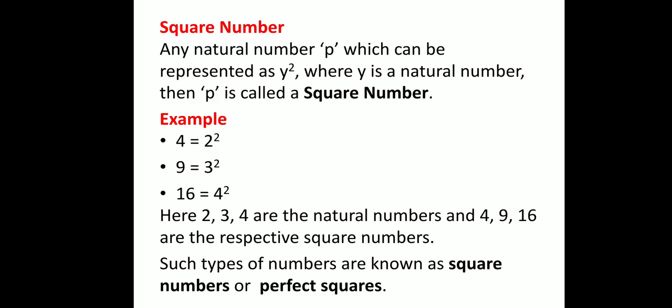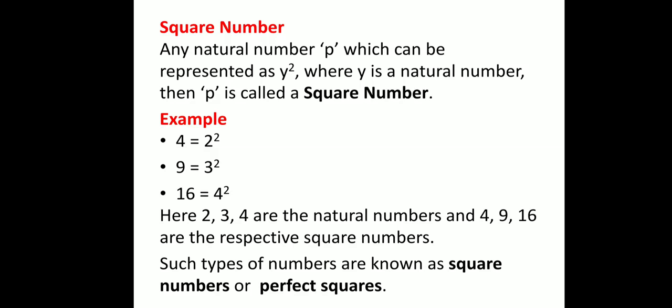Likewise, 2 square is equal to 4, 3 square is equal to 9, or we can take it like this also. 4 is equal to 2 square, 9 is equal to 3 square, 16 is equal to 4 square. It is one and the same thing. So here 2, 3 and 4 are the natural numbers and 4, 9, 16 are the respective square numbers. So such types of numbers are known as square numbers or perfect squares.